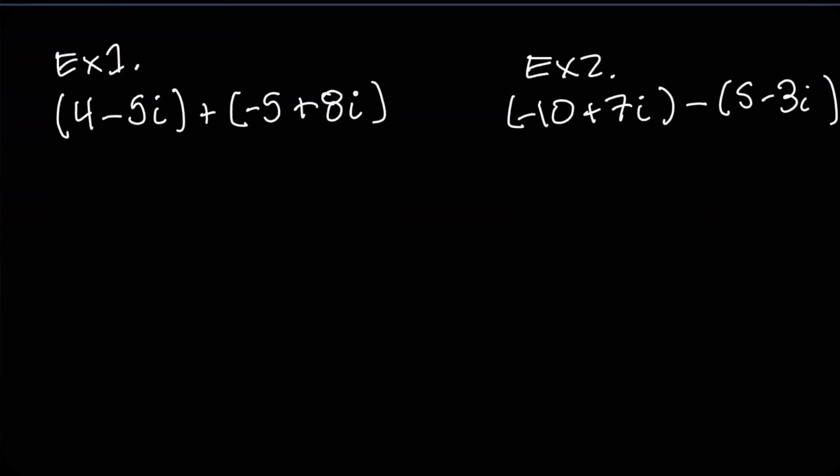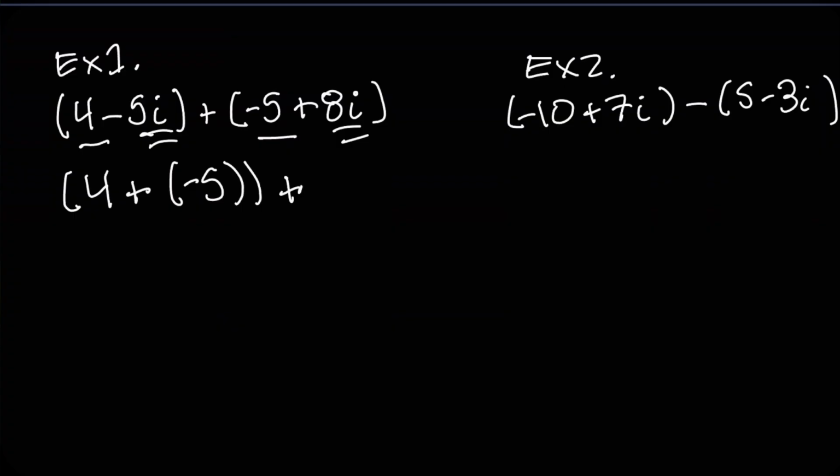So for our first example, what we want to go ahead and do, let's take our 4 and our negative 5. 4 plus negative 5. And then let's go ahead and take our i's here. So we have 5i and we have 8i. We're going to do plus negative 5 plus 8 and then i.